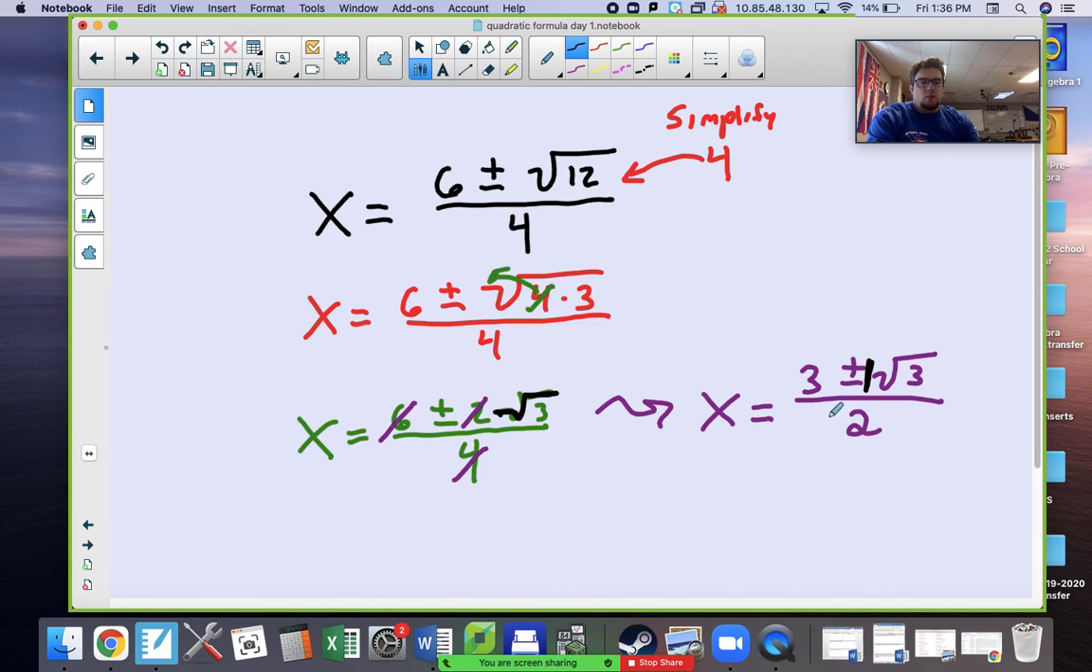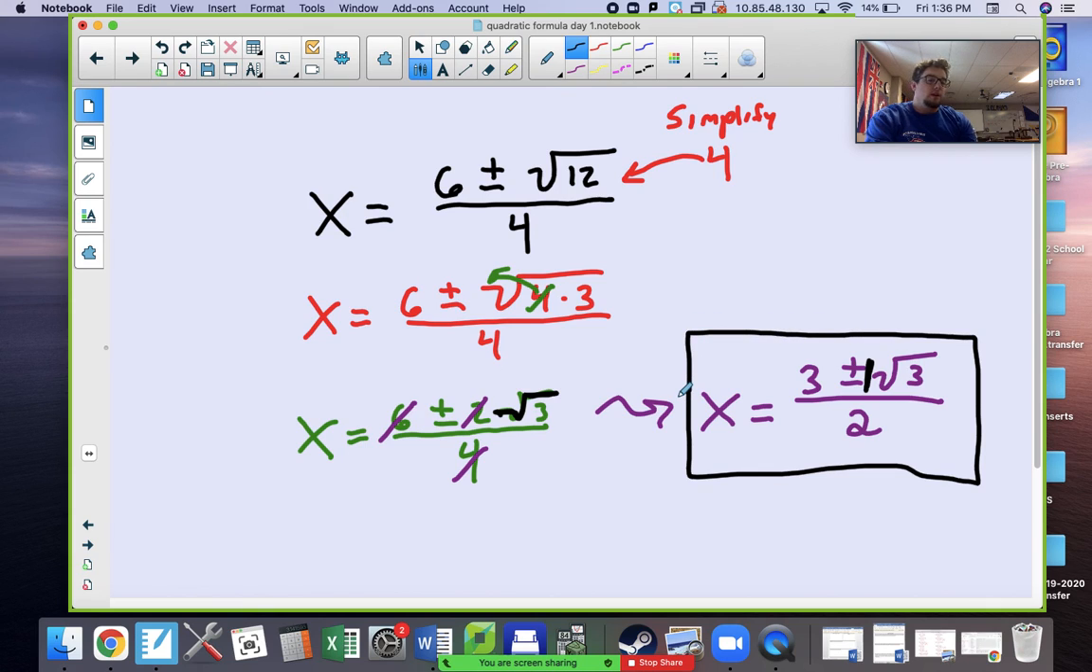There is technically a 1 for our final answer right there, but no, we do not have to write the 1 to be considered formally correct. And that is the quadratic formula.